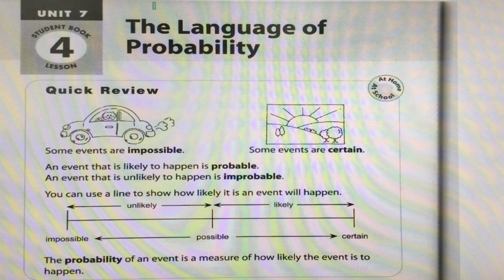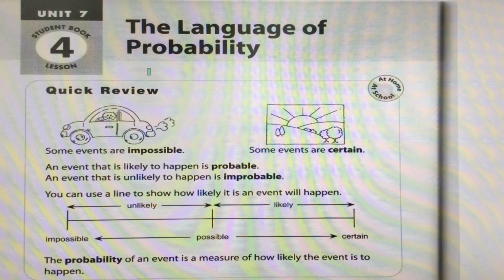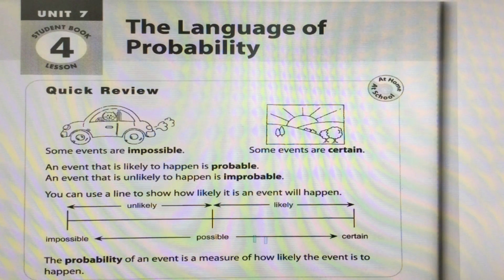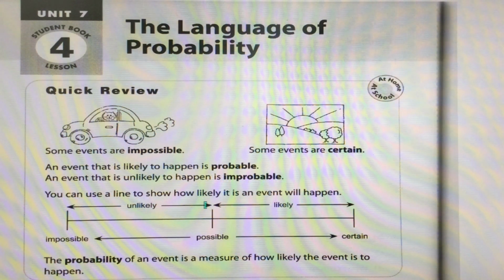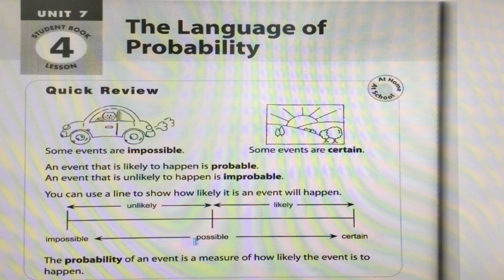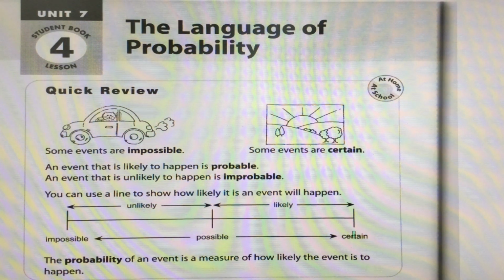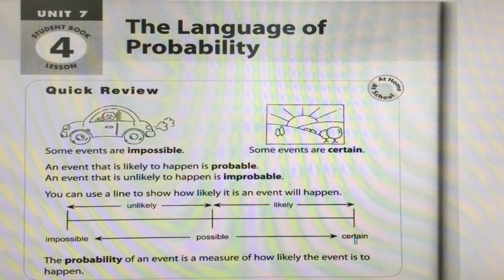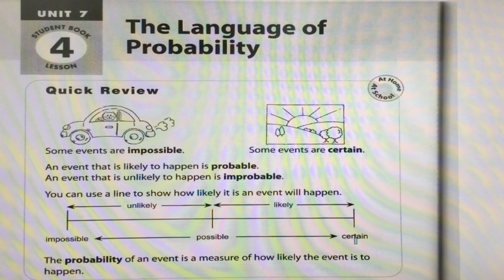In lesson 4, we're going to look at the language of probability. The continuum that we use is right down here. So this continuum says right about here things are possible, all the way to something that's absolutely impossible, and from here possible all the way to something that's certain. And we can put things in there somewhere in between.